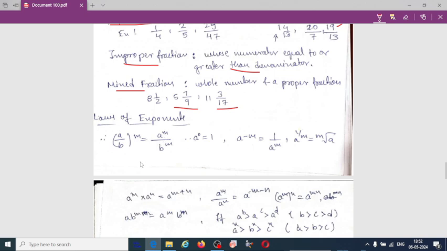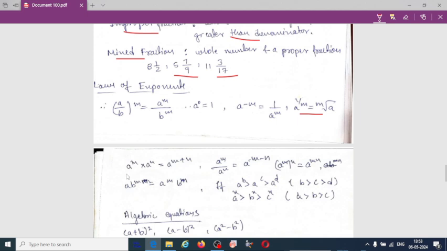Laws of exponents, nothing but powers. (a by b) to the power m, how do you write it? a to the power m by b to the power m. So a to the power 0 is equal to 1. a to the power minus m is 1 by a to the power m. These small rules you should know. This is nothing but the m-th root. The product of a to the power m and a to the power n you can write as a to the power m plus n. The ratio of a to the power m by a to the power n is a to the power m minus n.